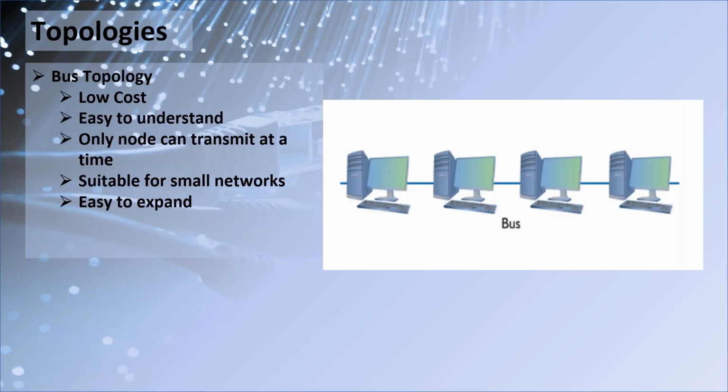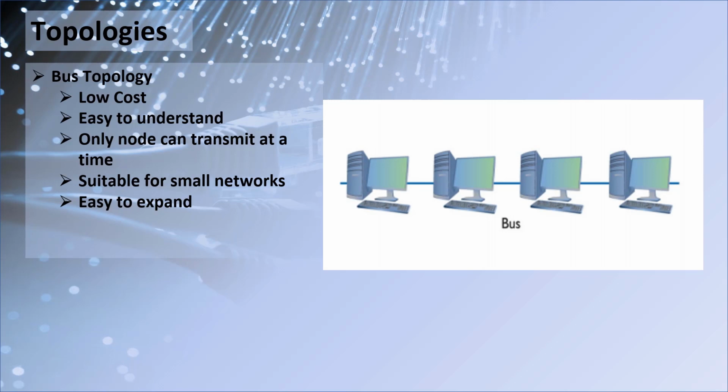First I'll talk about the bus topology. The bus topology is the simplest design, in which all the nodes are connected to a single main backbone cable. It is a very low cost design compared with the other topologies, but at the same time there are disadvantages as well. In a bus topology, only one node can transmit data at a time, because all the nodes are connected to the same media.